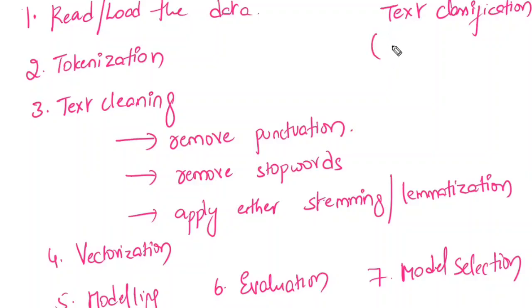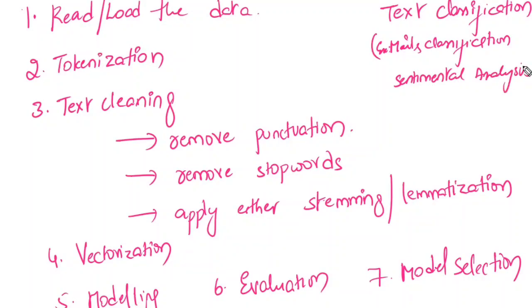Text classification examples: mail classification, whatever mails are there, classifying the mails, that is, spam mail or a normal mail. Another example is sentiment analysis, whether it is a positive sentiment or a negative sentiment. For example, students have given me feedback, sir, trainer is excellent. Whether it is a positive word or a negative word, the feedback is either positive or negative. That comes under sentiment analysis.